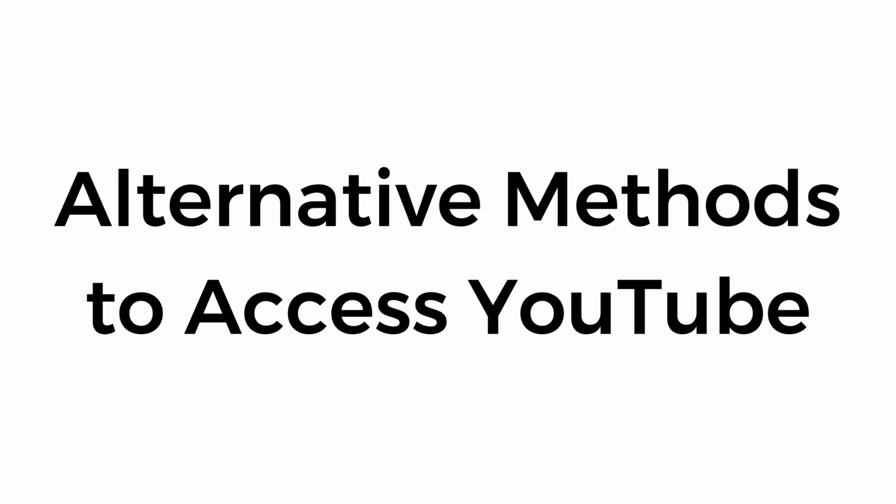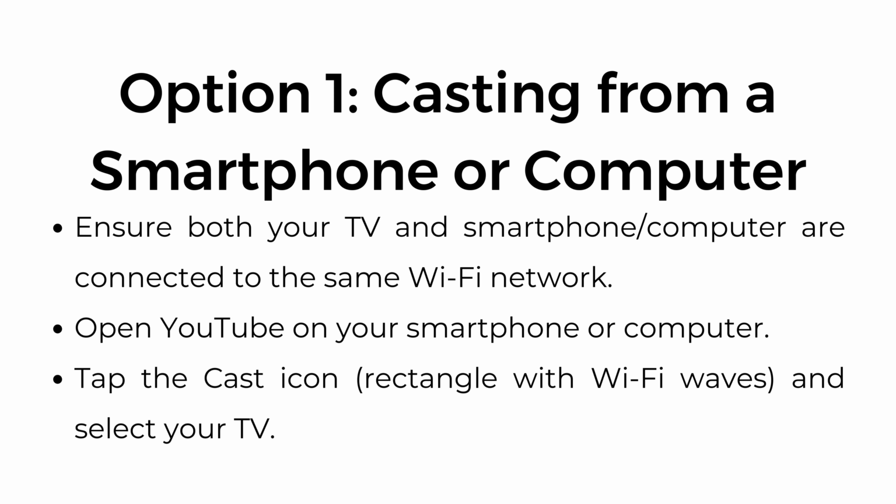Alternative methods to access YouTube. Option 1. Casting from a smartphone or computer. Ensure both your TV and smartphone or computer are connected to the same Wi-Fi network. Open YouTube on your smartphone or computer. Tap the cast icon, a rectangle with Wi-Fi waves, and select your TV.